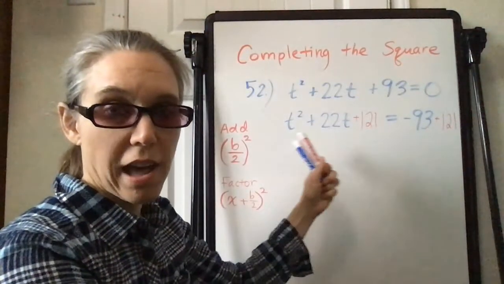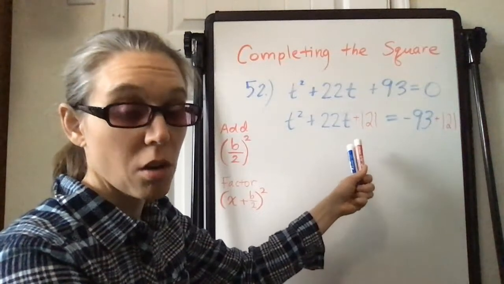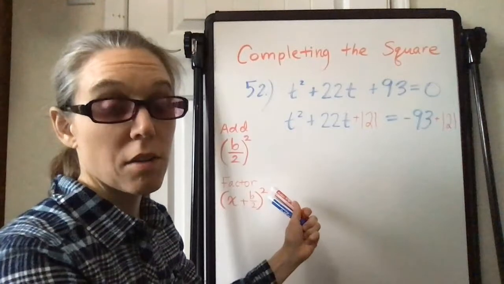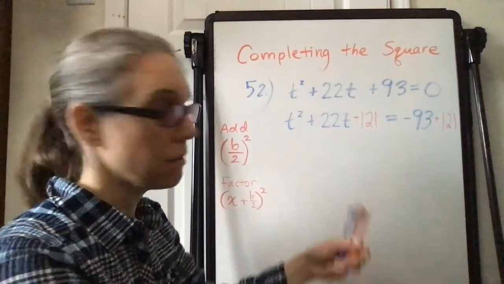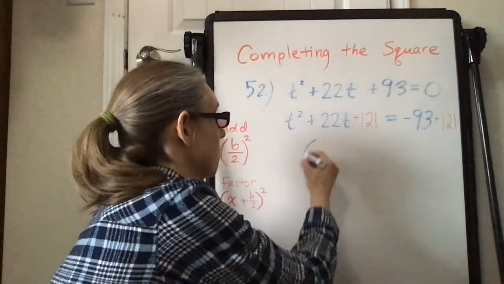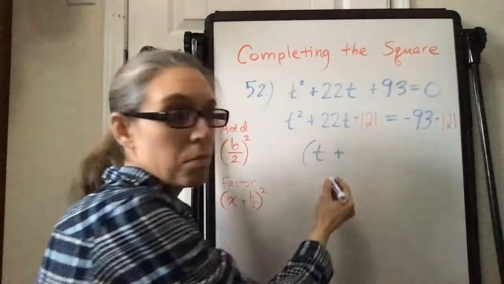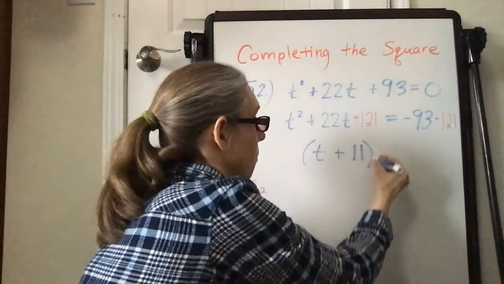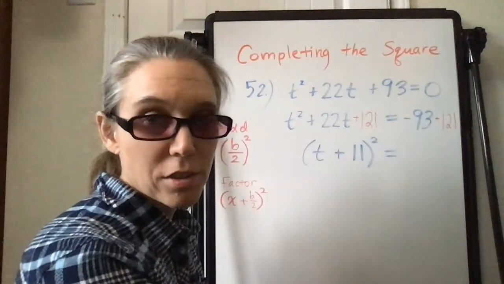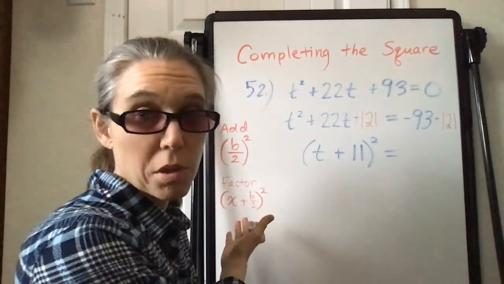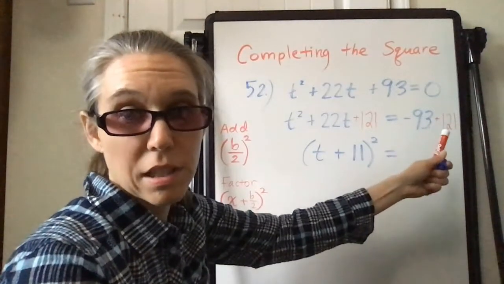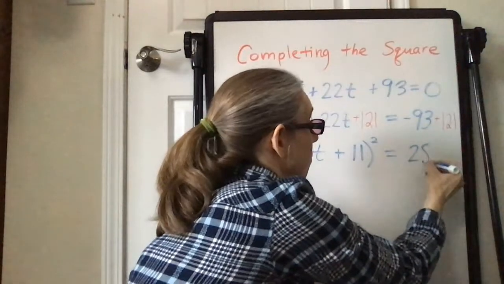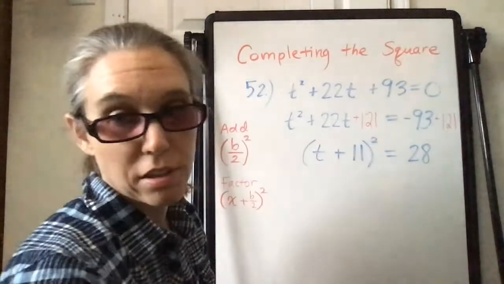Now remember, you do not have to think about how to factor this. It will always factor into x plus b over 2 squared. Of course, in this case, instead of x, we have t. B over 2, we already found was 11. So there's the factorization. You don't have to think about it, just use this formula. Negative 93 plus 121 is 28. Now take the square root of both sides.